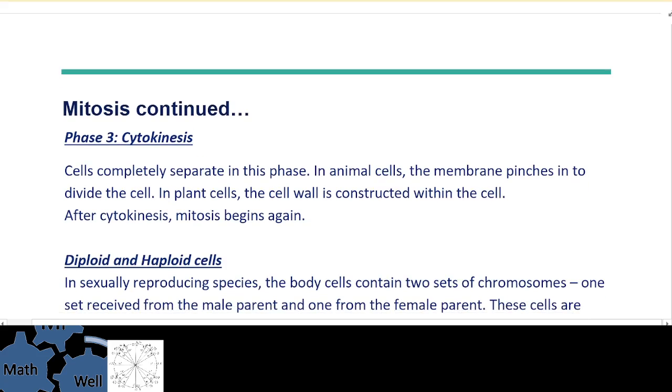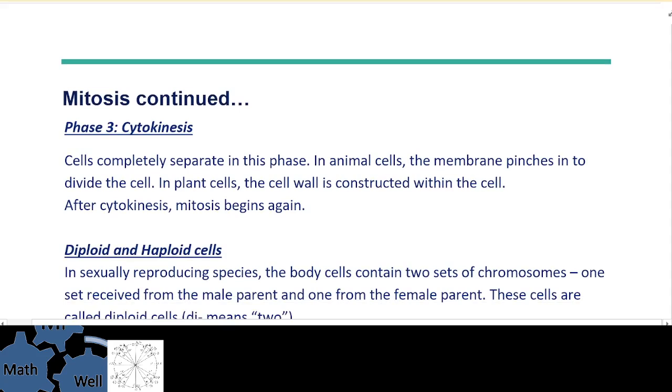All right, so phase 3, we've got interphase, and we've got mitosis. Now we've got something called cytokinesis. Kinetic, which is the root for this kinesis, kinetic, kina, means movement, okay? Cyto is referring to the cytoplasm in the cell, okay? So cyto, think of the guts, the flesh of the cell, okay? And kinesis is the movement. So cells completely separate in this phase.